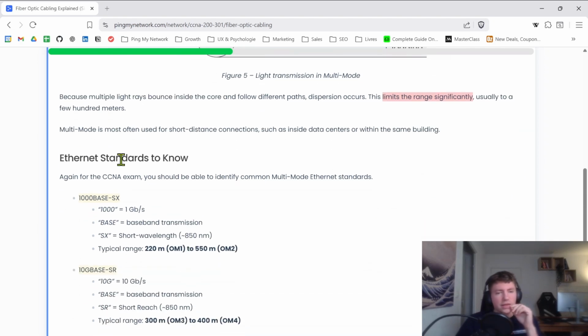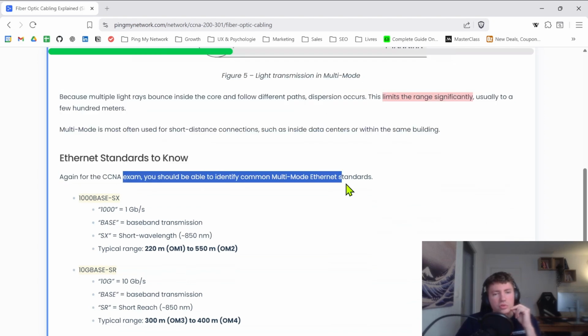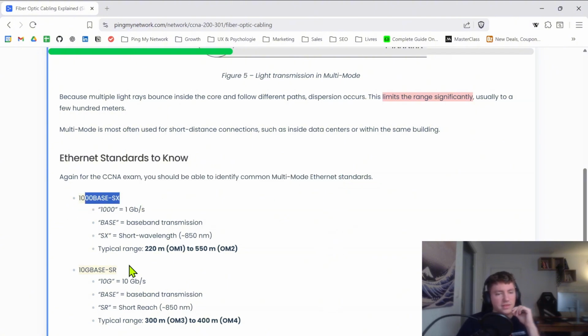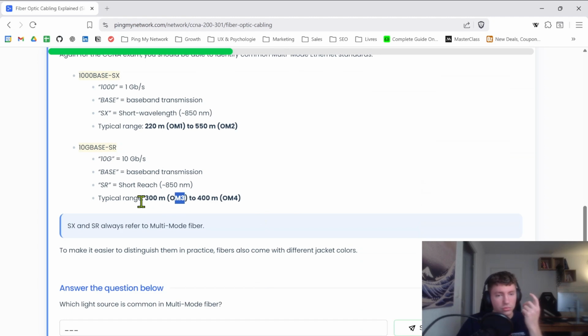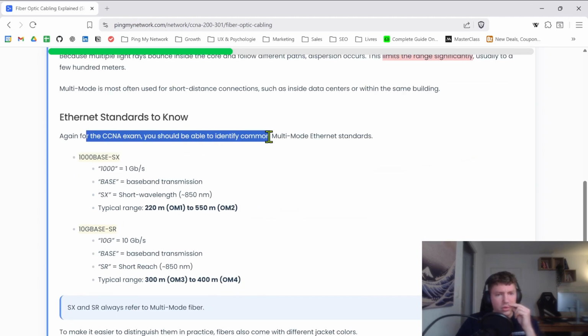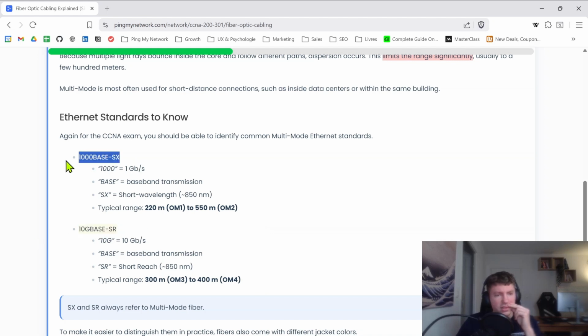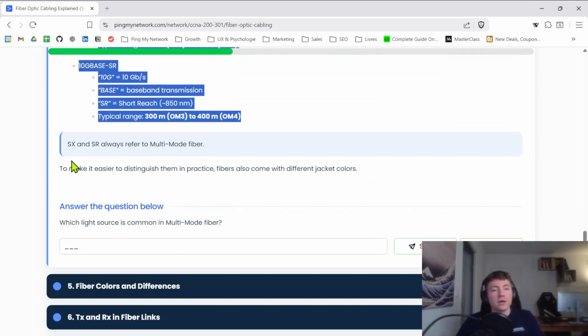Ethernet standards to know. Again, for CCNA, you should be able to identify common multimode Ethernet standards: 1000BASE-SX and 10GBASE-SR. 220 meters for OM1, 550 meters for OM2, 300 meters for OM3, 400 meters for OM4. I think you just have to know this.